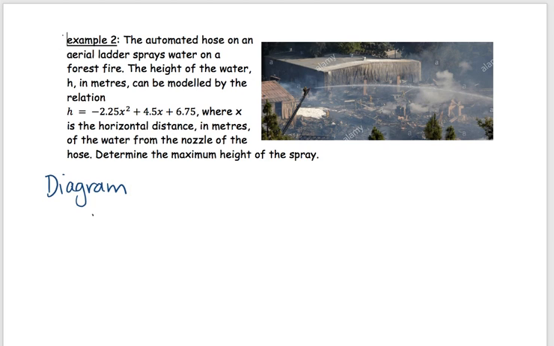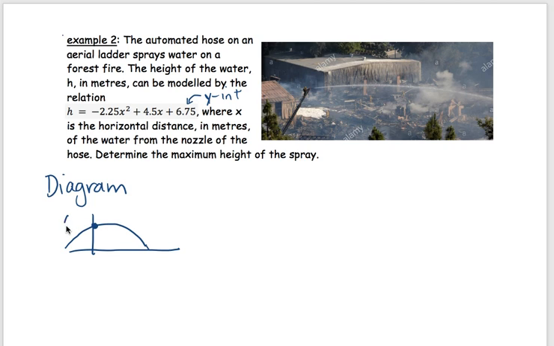So we have a rough sketch here. Again, it's negative, so we know that it opens down. And remember, this is always the y-intercept here. If we're making a rough sketch of our diagram, we know it gets to 6.75, and we know it opens down, so it looks something like that.